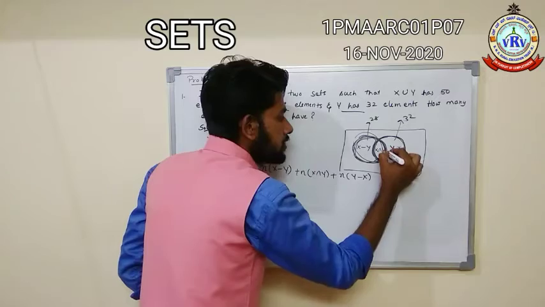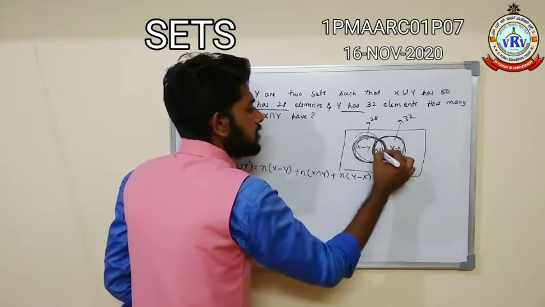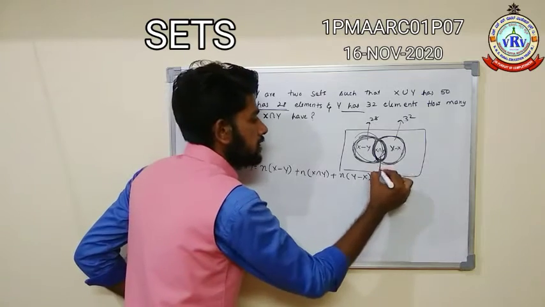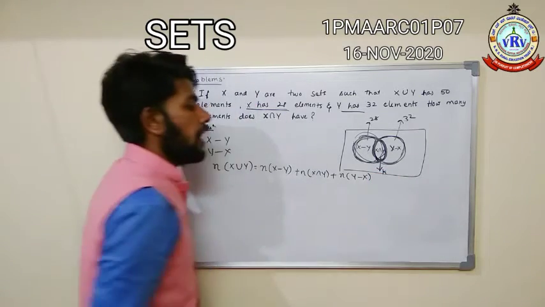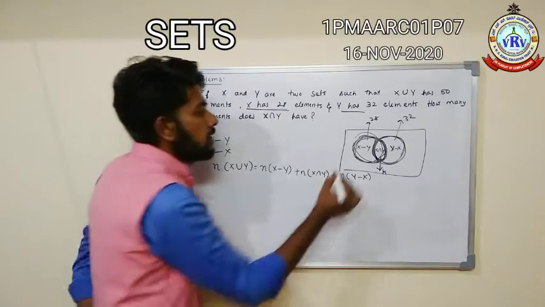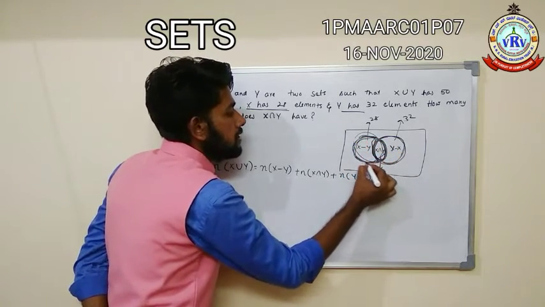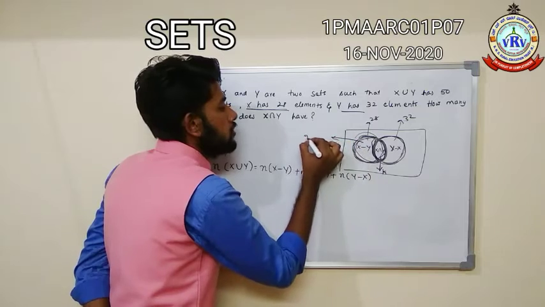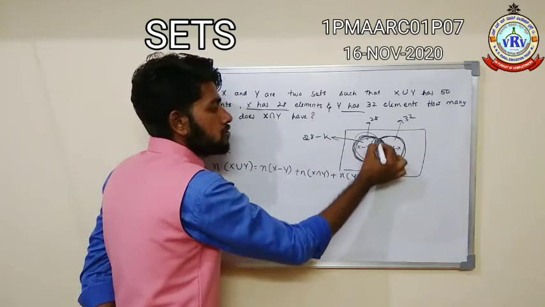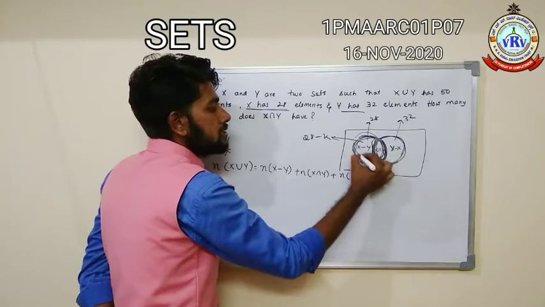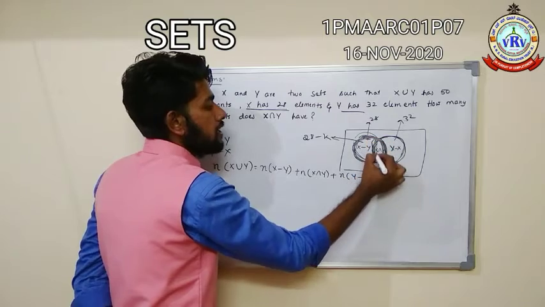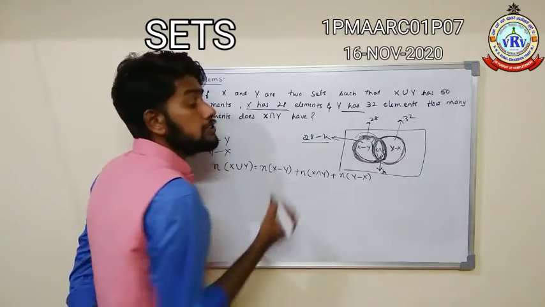Similarly, y has 32 elements, right? In those 32 elements there are some elements which belong to the x intersection y. Let me take x intersection y as k, so that the number of elements present in x minus y is 28 minus k, because k belongs to this set, and including k the number is 28. So excluding k, the number of elements present in x minus y is 28 minus k.